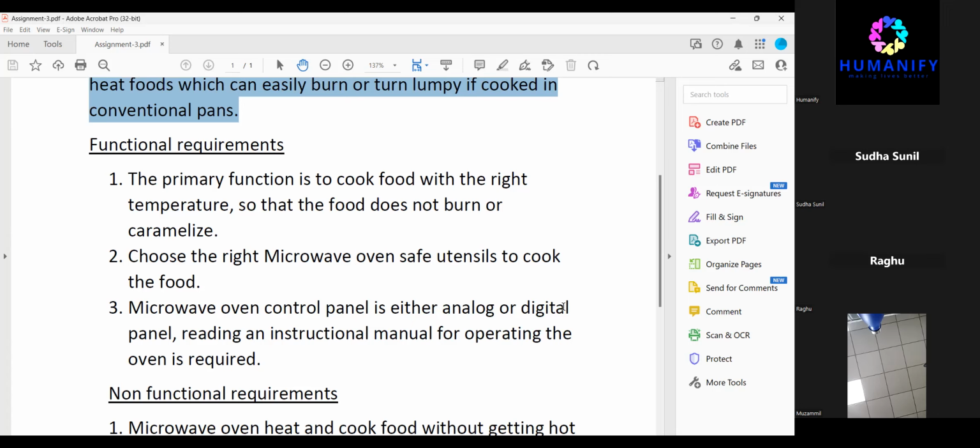Now, reading an instructional manual for operating the oven is required. So there are two things. You are defining the instruction. The instruction manual is not a functional requirement. It is not a functioning kind of thing; it is a guide to operate your microwave.